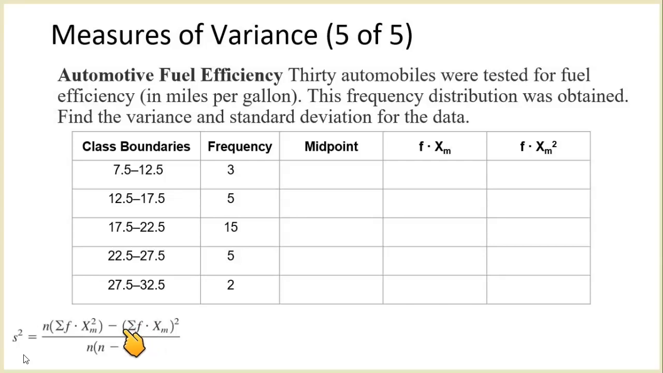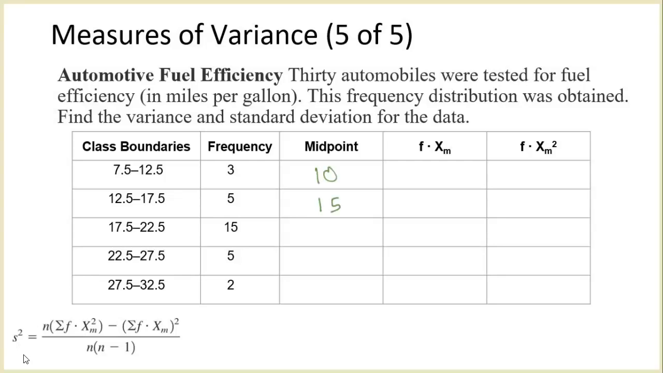And we have the sum of the frequency times the midpoint, which is this column here, squared, divided by the sample size times sample size minus 1. So very much the same format as the standard deviation before. It's just coming from a grouped frequency distribution. And so when we go through the process of finding the standard deviation, when we interpret it, it has a similar interpretation as a standard deviation of ungrouped data.